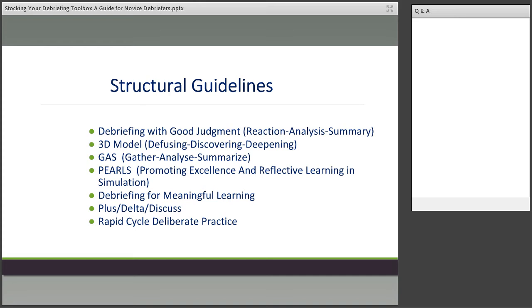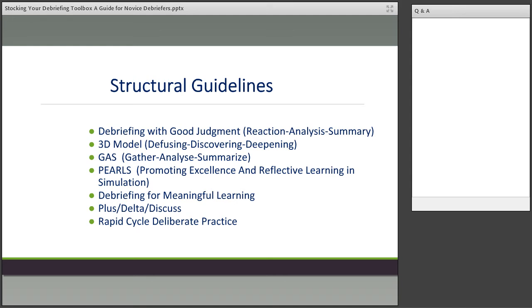It's an interesting one because a lot of the philosophies that go into the basis for that theory go into the other one. So I will be discussing that one the most. The 3D model: gather, analyze, summarize. That was one that was developed in conjunction with the American Heart Association.